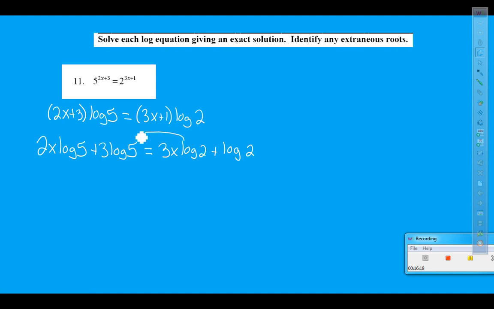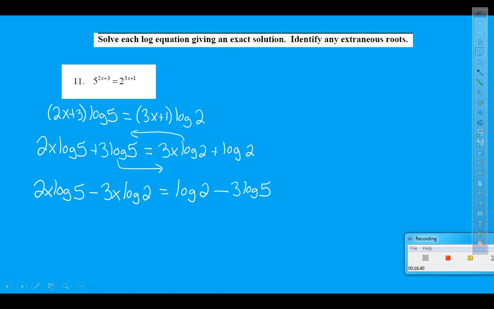I'm going to move my x term over here. I'm going to move my non-x term over there. So it looks like this. 2x log of 5 minus 3x log of 2 equal log of 2 minus 3 log of 5. I'm going to factor out an x on the left-hand side, which leaves me 2 log of 5 minus 3 log of 2 equal what we had over here.